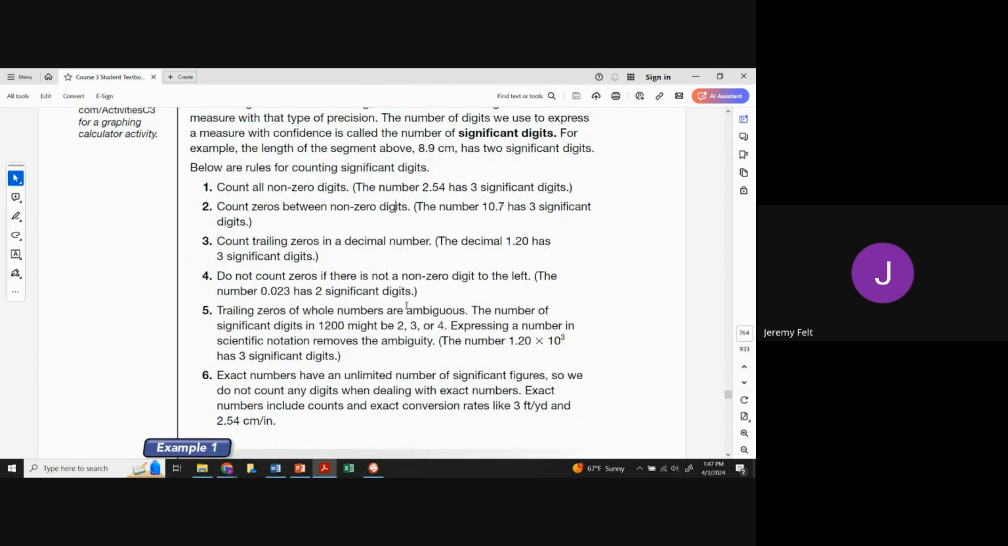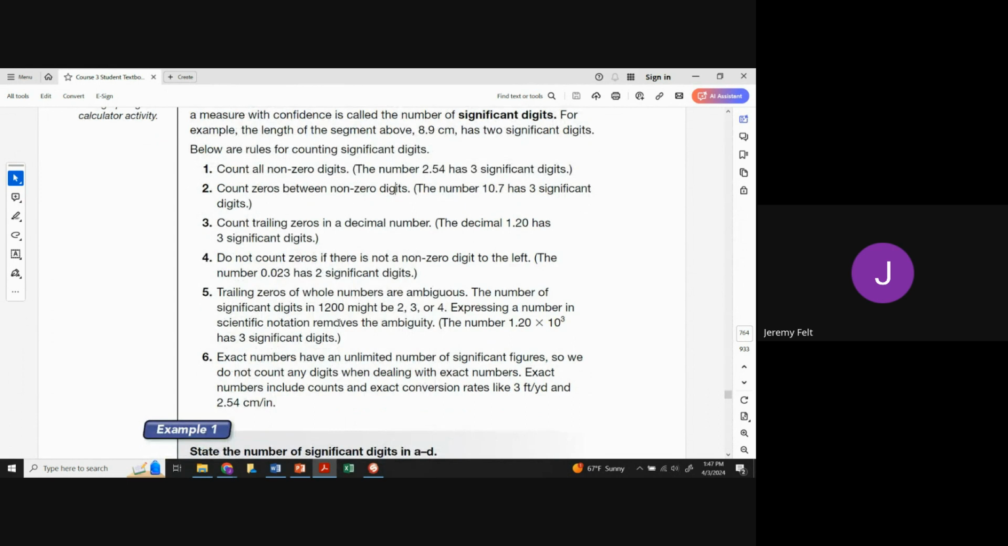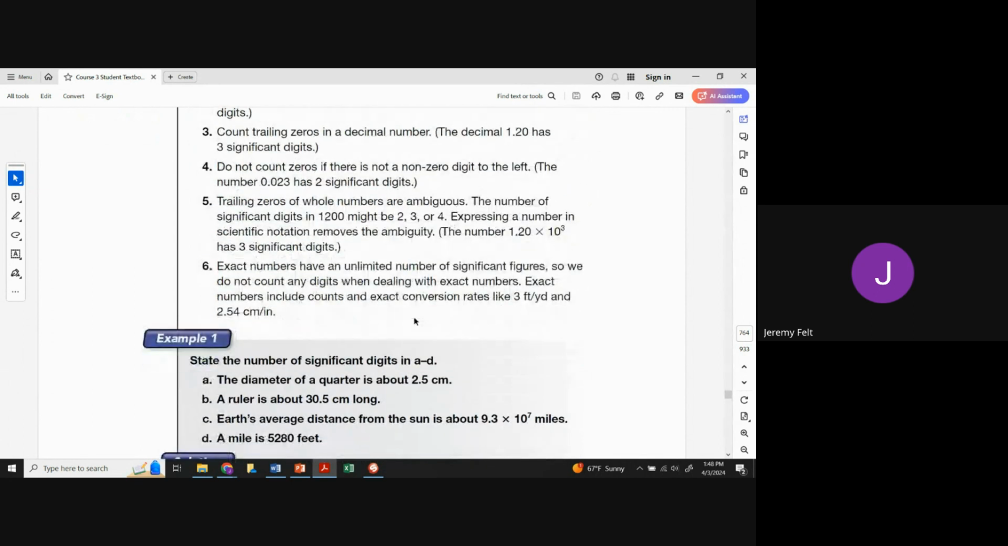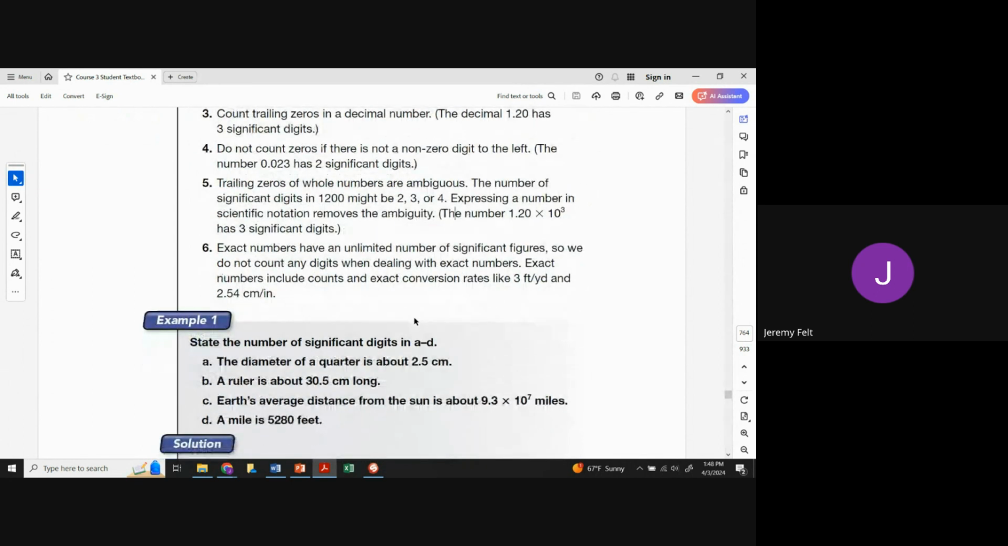Trailing zeros of whole numbers are ambiguous. The number of significant digits in 1200 could be 2, 3, or 4. Expressing a number in scientific notation removes the ambiguity. So 1.2 times 10 to the power of 3 would have 2 significant digits, but if we include the 0, 1.20 times 10 to the power of 3, now we say it has 3 significant digits. So again, a little wordy and maybe a little confusing.